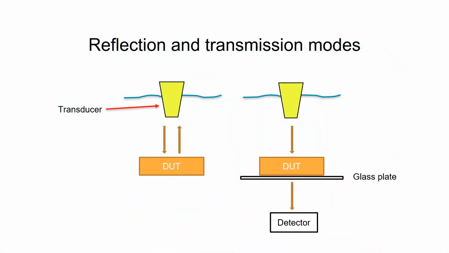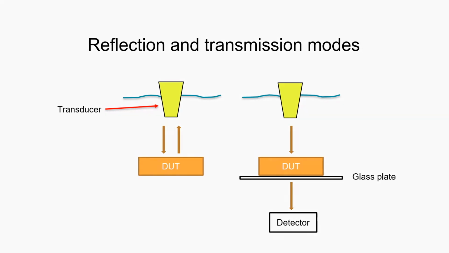There are two modes of operation, reflection and transmission. The blue line represents the water line below where the device is immersed. Looking at the left image, in reflection mode, the signal is sent to the device and the reflection is received and analyzed. In transmission mode, the detector is located underneath the device. Some systems can operate in reflection and transmission mode simultaneously.